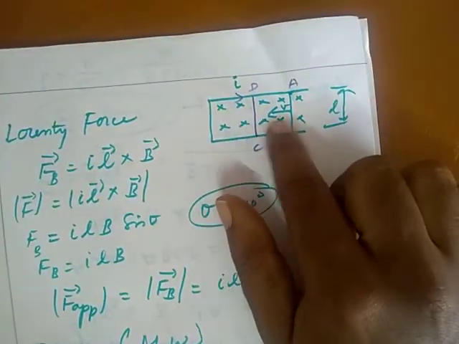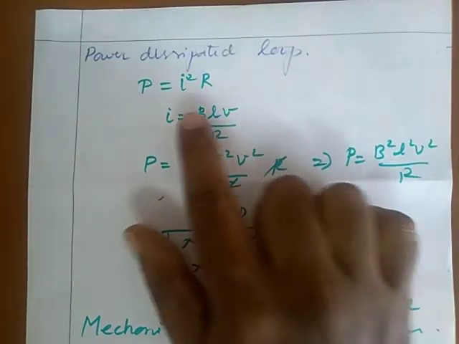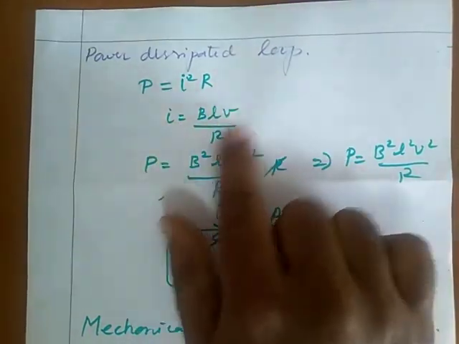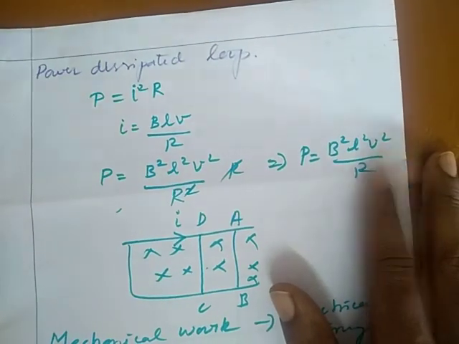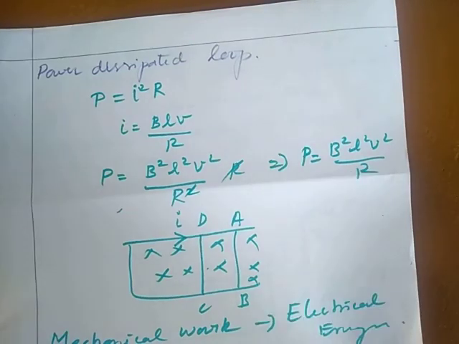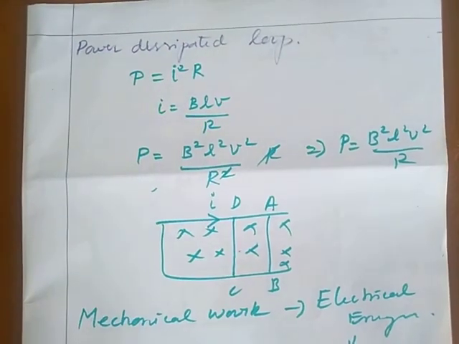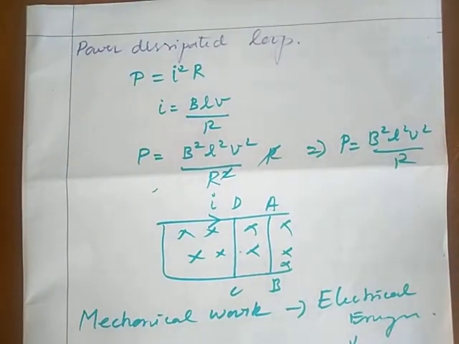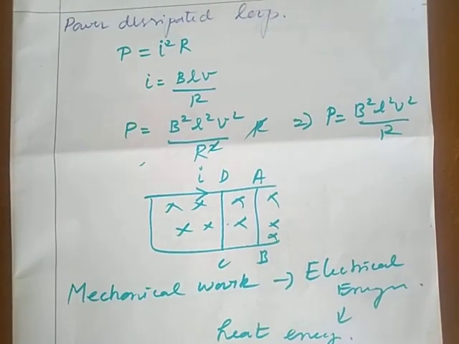Then, due to this flow of current, it produces the Joule heating effect. Let us see the power dissipated in the circuit, that is P is equal to I square R. I solve that, then I get the expression B square L square V square by R. This is the same as the power of the mechanical work. Here we proved that energy is conserved in the system. Work out these equations. Okay, thank you.